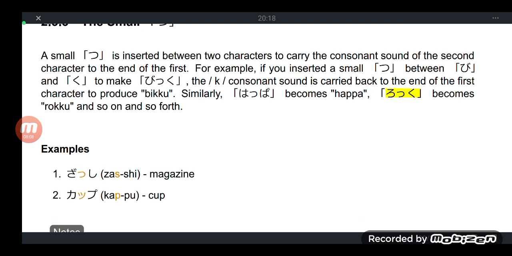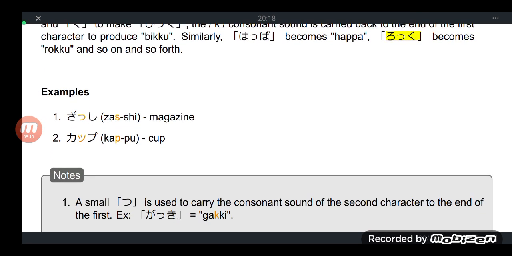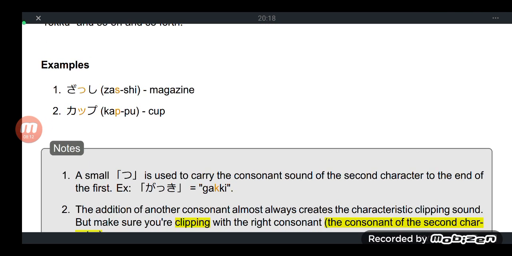Just like here in magazine, zasshi. So how in the world will you place a stress on that shi? Remember, in Japanese we don't have si but only shi. So you make an effort to somehow a little bit prolong that s in that shi. Zasshi.